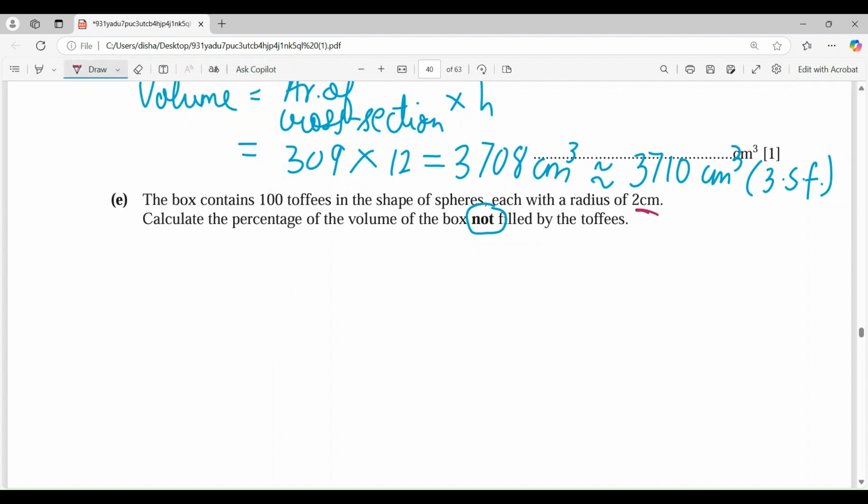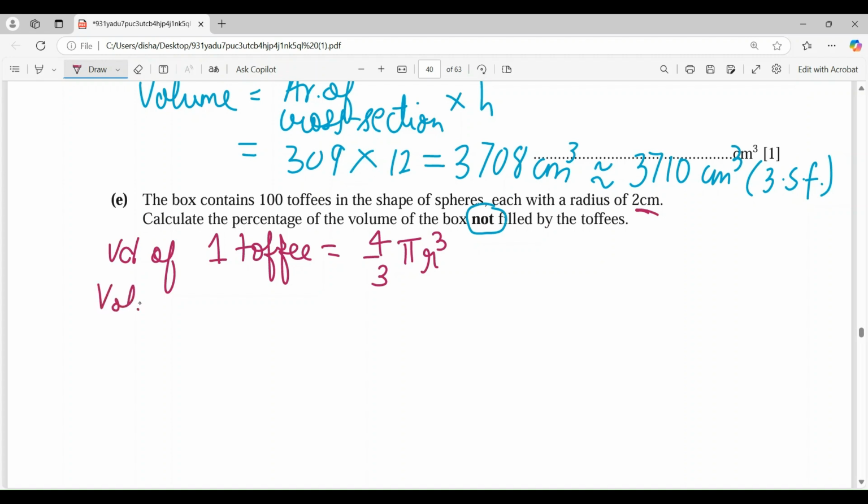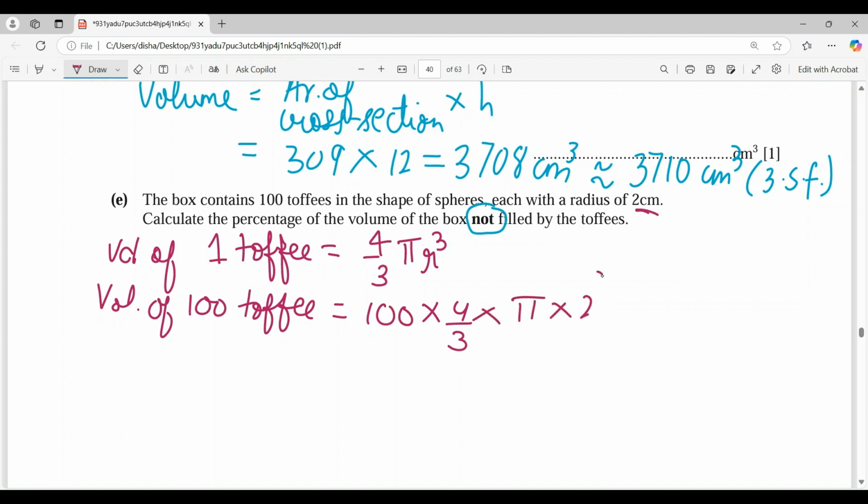Now I know volume of one toffee is equal to 4 by 3 pi r cube. So volume of 100 toffees will be equal to 100 into 4 by 3 into pi into r cube, which is 2 cube. If I calculate, 8 fours are 32, so 3200 pi by 3. This is the volume which is filled.